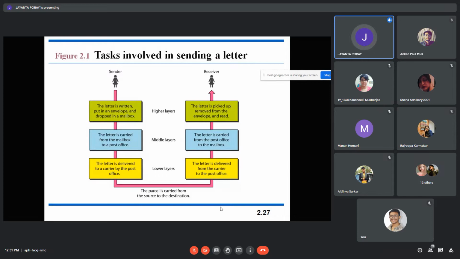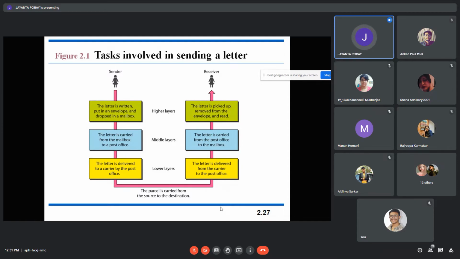For example, here I see I have the higher layers, the middle layers, and the lower layers. This is a typical example of someone sending a letter to others. I will quickly read it for you, then you understand the objective of learning these different layers. For example, the sender writes the letter, then puts it inside the envelope, then drops it into the mailbox. That is the task of the first layer.